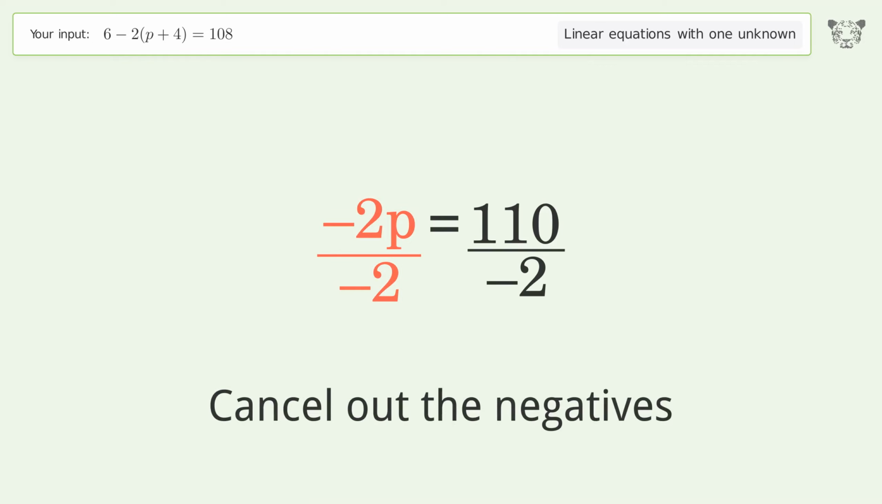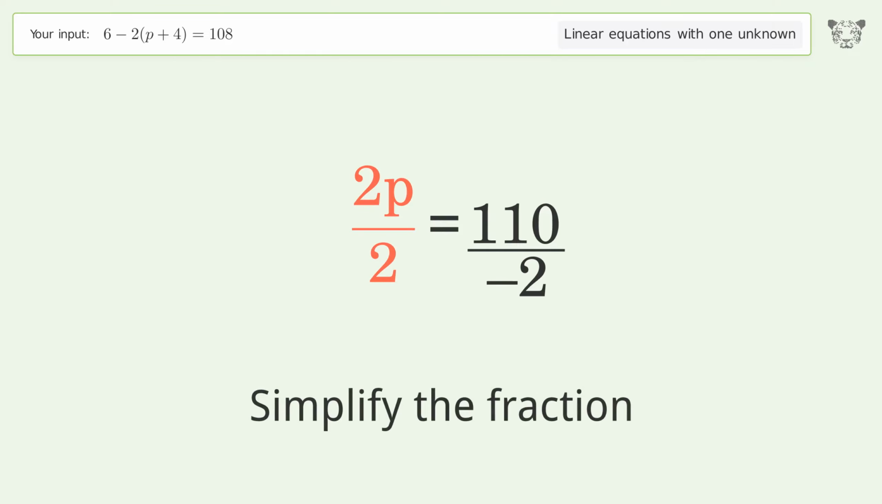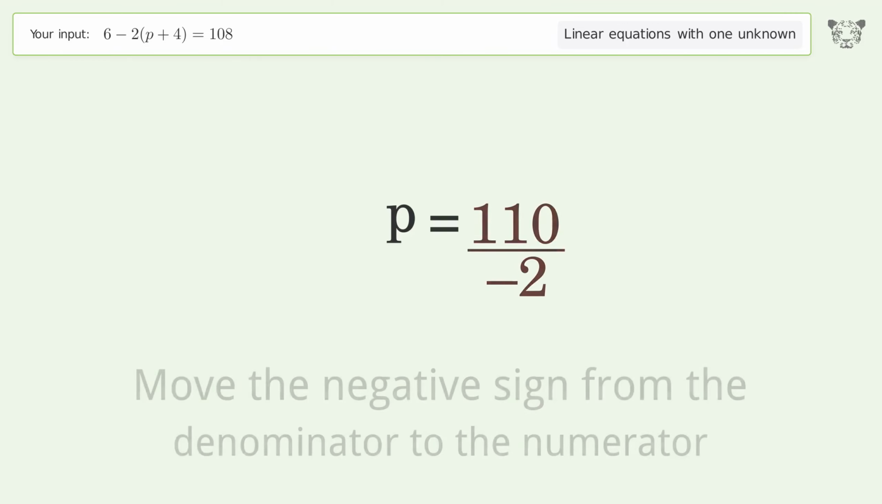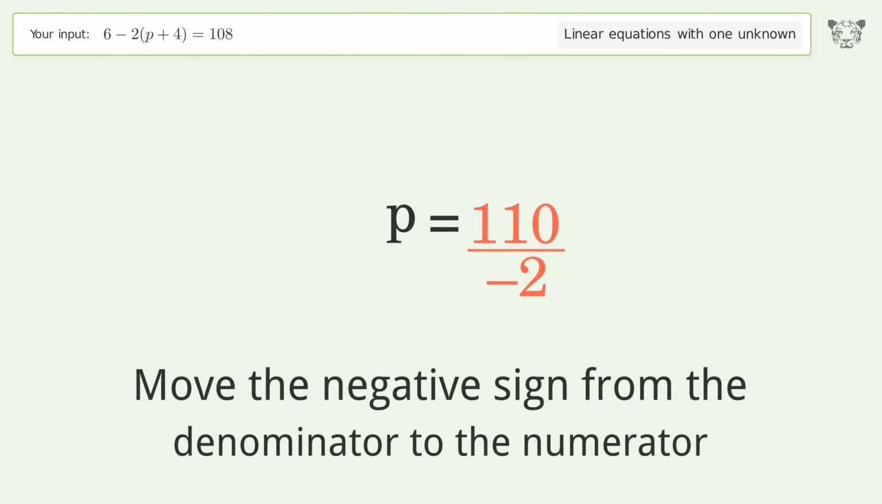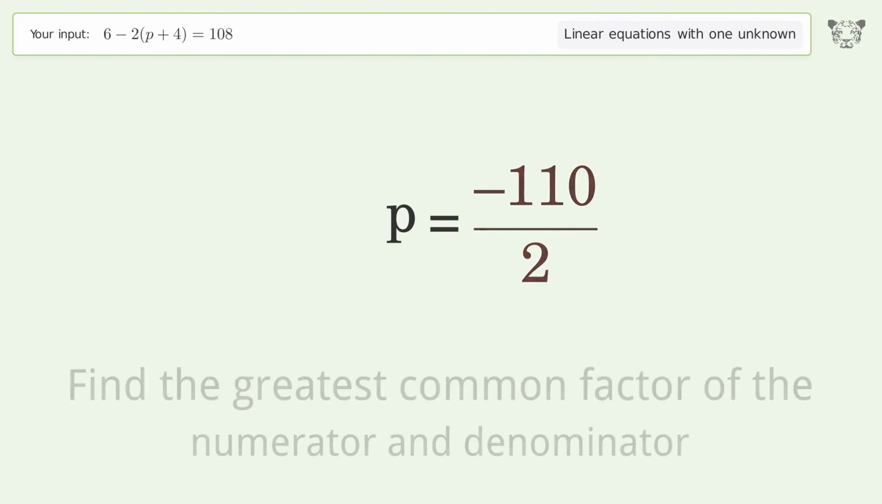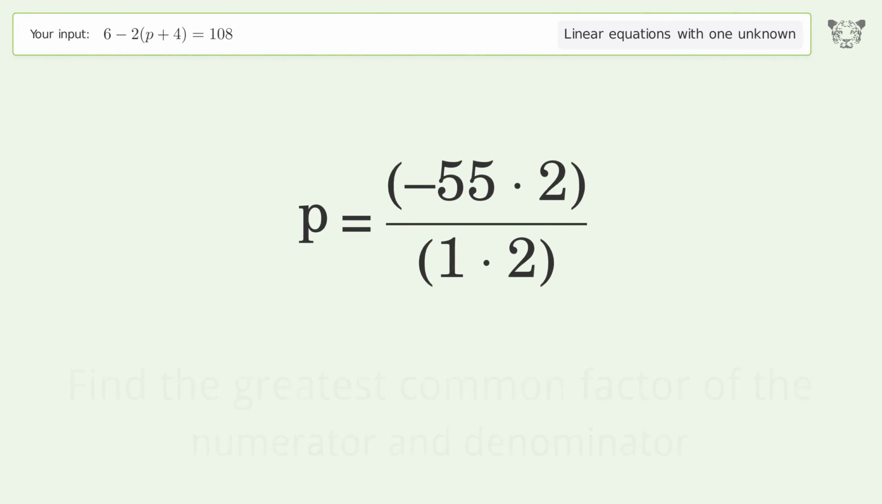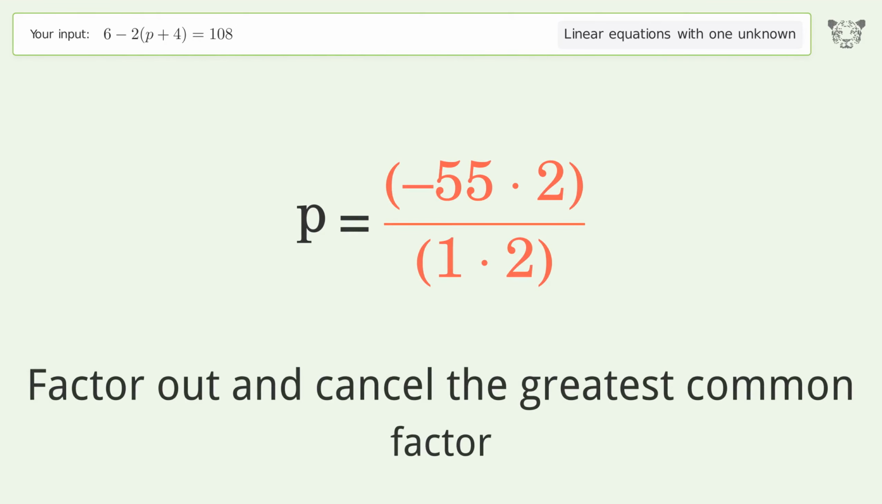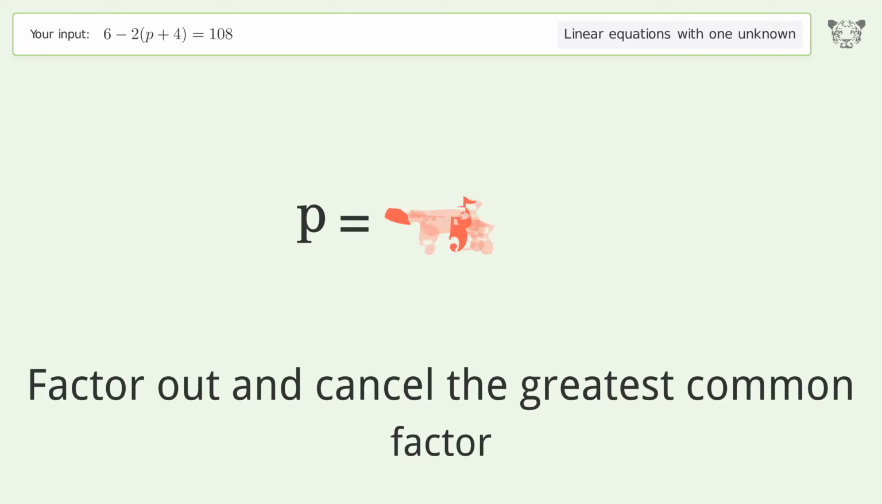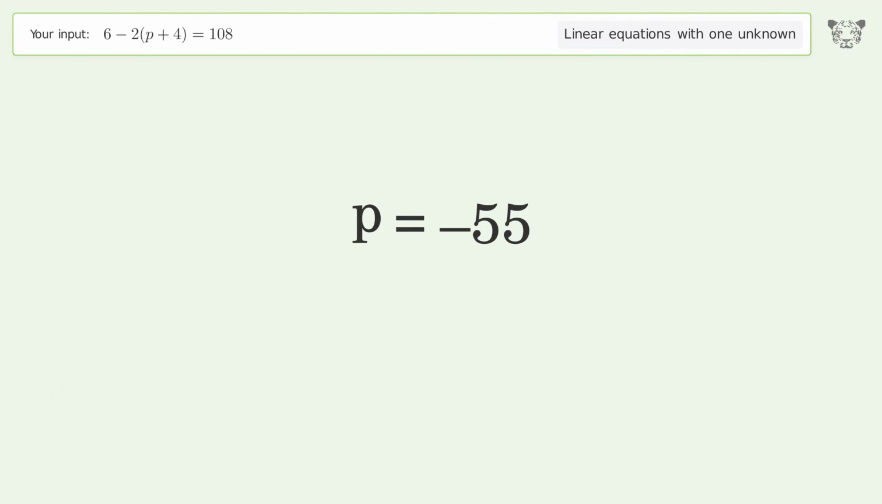Cancel out the negatives. Simplify the fraction. Move the negative sign from the denominator to the numerator. Find the greatest common factor of the numerator and denominator. Factor out and cancel the greatest common factor. And so the final result is p equals -55.